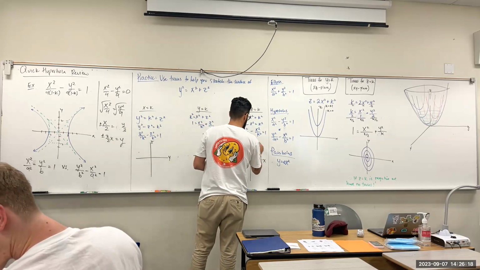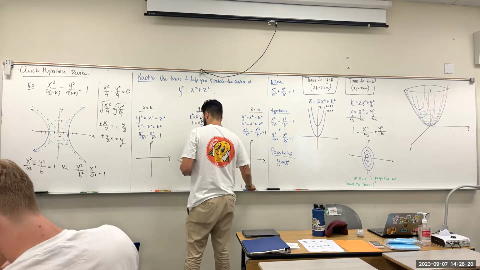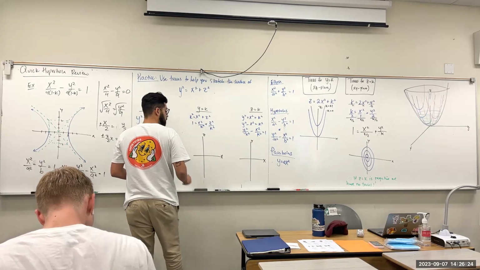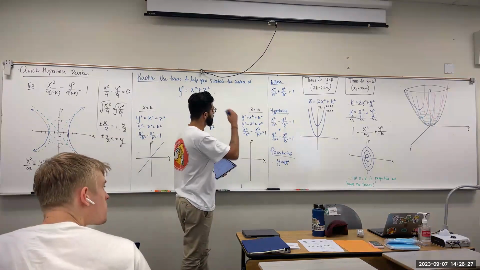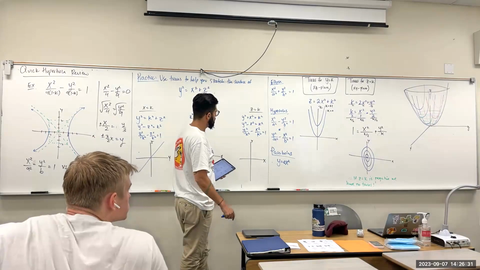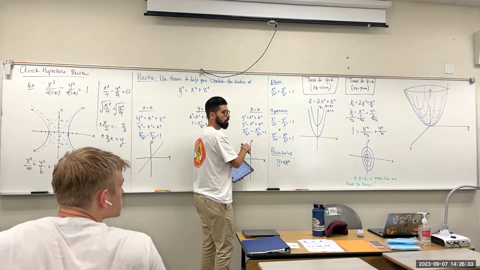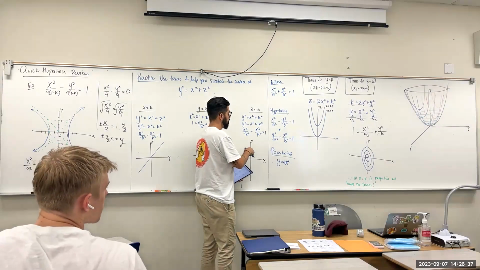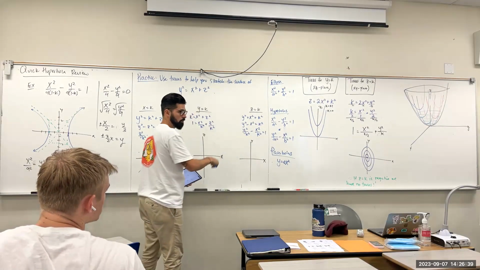Negative. For the third one, we don't have to draw it in y equals k. Only y. On the y, we don't have to draw that one. Oh, I'm not done. This is just the traces.